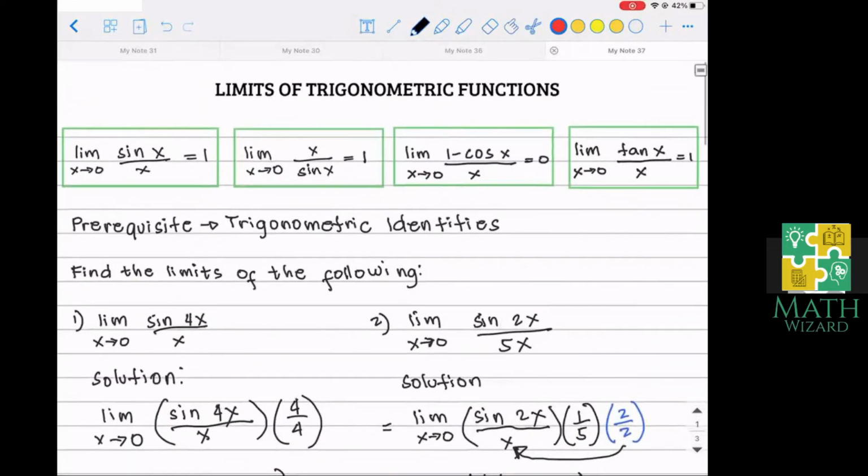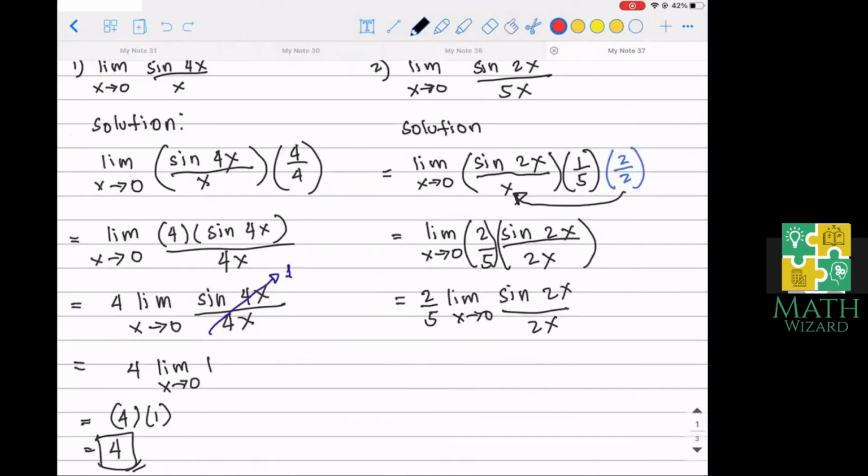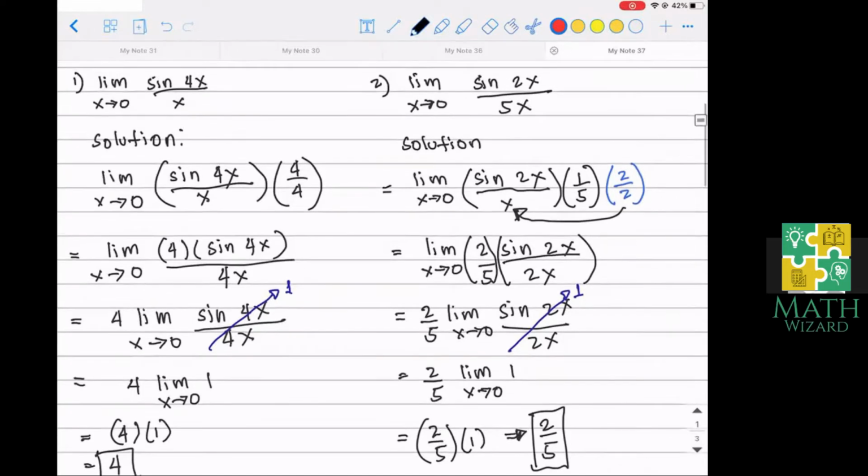Again, based from our formula, the formula says the limit of sine x over x as x approaches to 0 is equal to 1. So, ibig sabihin, ang ating itong sine 2x over 2x, the limit of sine 2x over 2x as x approaches to 0, this becomes equal to 1. So, mag-i-equal to 1 siya. So, we have 2 over 5, the limit of 1 as x approaches to 0, finding the limit of that becomes 2 over 5 times 1, or our final answer is equal to 2 over 5. So the limit of sine 2x over 5x as x approaches to 0 is equal to 2 over 5. Yan, sulat lang natin dito ang ating final answer. So final answer here is 4. And the final answer here is 2 over 5.